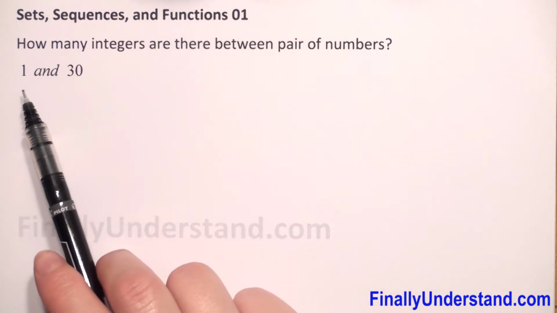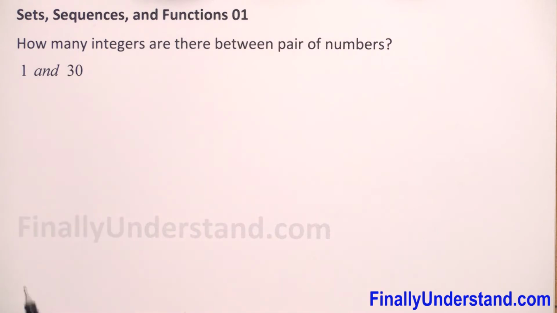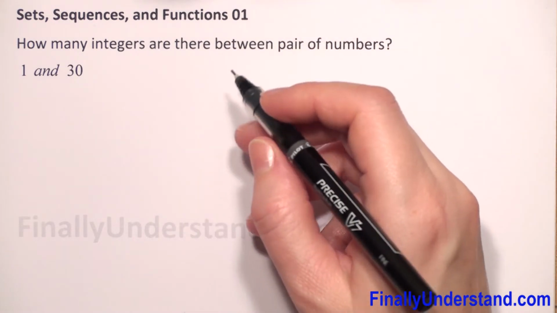We have to find how many integers there are between a pair of numbers. We have numbers from 1 to 30. First, what does integer mean? An integer is one of the numbers in the list.